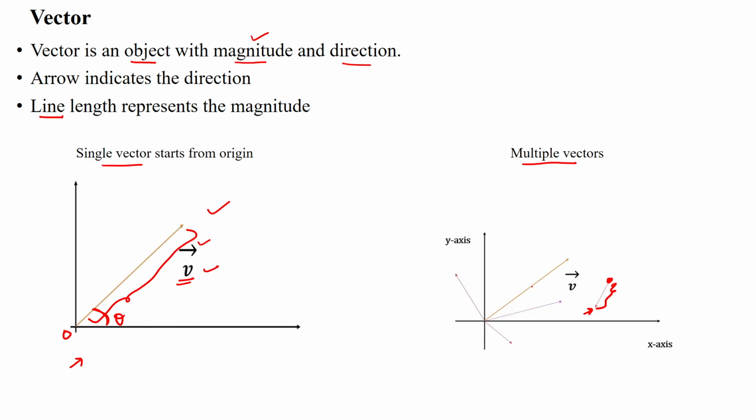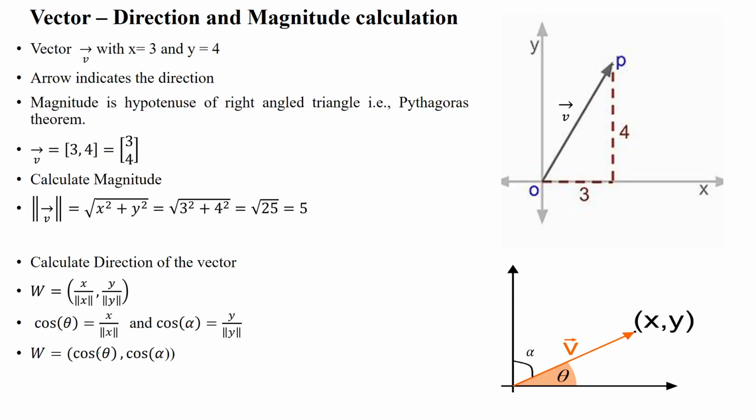Then here we have many vectors, vector 1, vector 2, vector 3 and vector 4, having both direction and length of the line. So like this, we do the calculation using vectors, as we use them in mathematics. So the vector has x value 3 and y value 4. This plot represents the x value, this point, 3, and here the y value, which is 4. So this is the point vector we are representing.